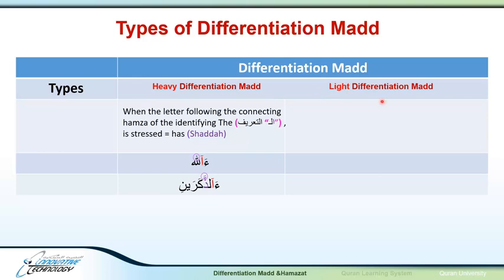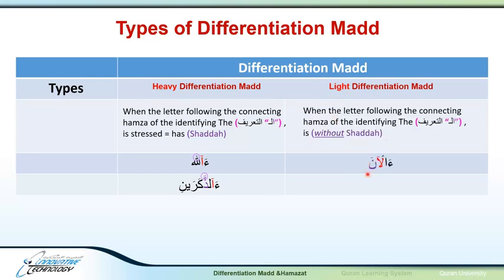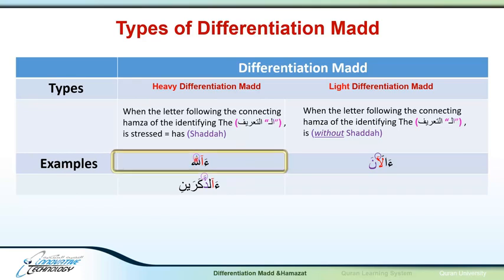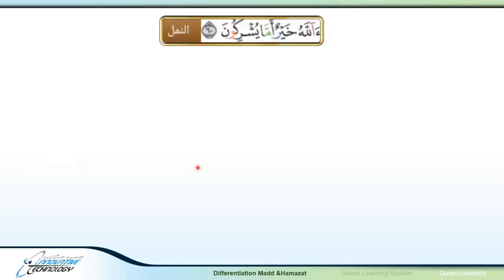Differentiation mad would be light when there is no shadda, as in al-ana. In here we find that al-ta'rif is followed by a letter that does not have a shadda. Now we're going to take examples on the different types. We'll start with the first example related to Allah. In Surah An-Naml here, we will listen to Shaykh al-Husari reciting this ayah. And let's concentrate on the first word, which has a questioning hamza followed by Lafd al-Jalala, Allah. Let's listen to Shaykh al-Husari.